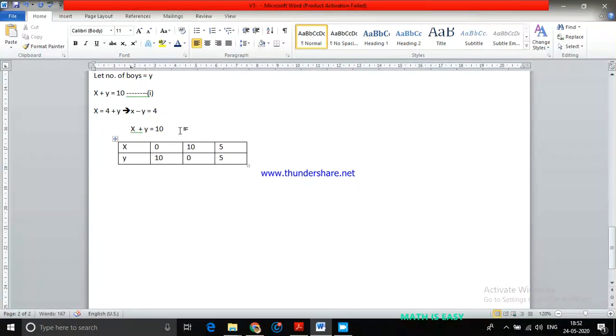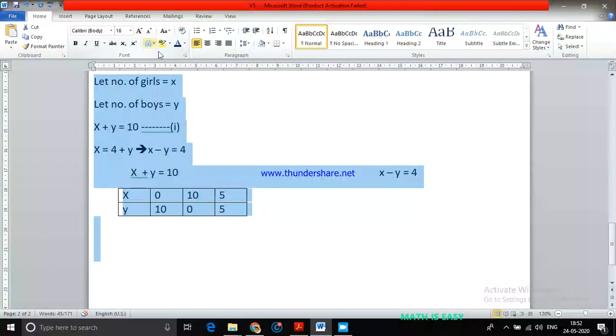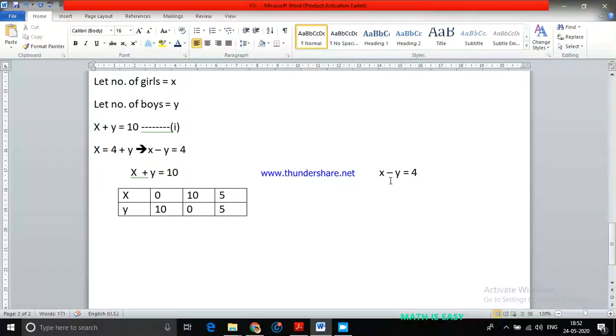Next, I'll solve my second equation. What is the second equation? x minus y equals 4. This is my second equation. I think your font size is looking very small. Yeah, my second equation is x minus y equals 4.